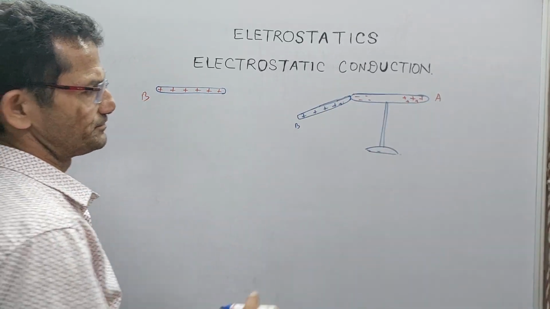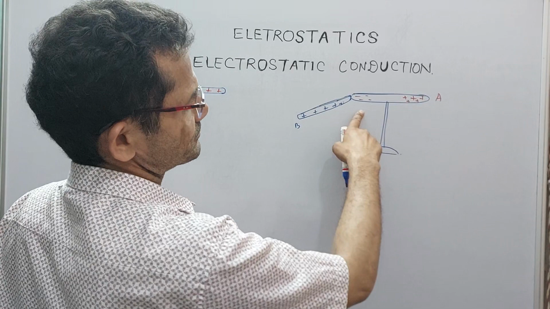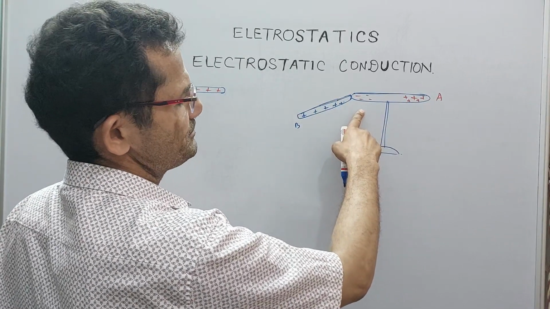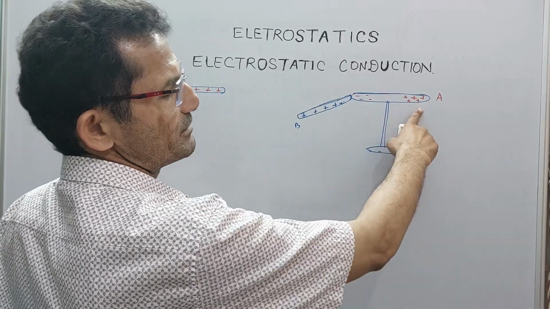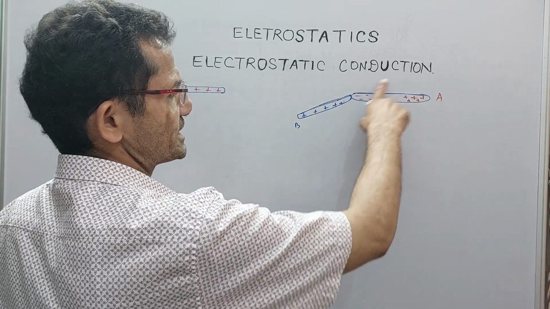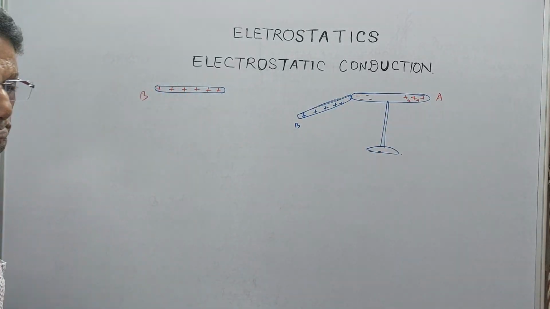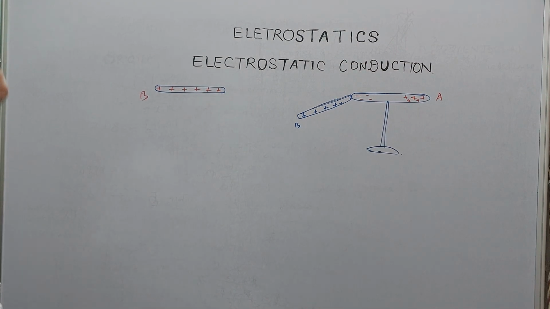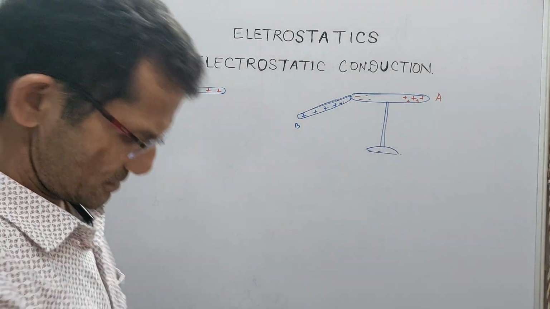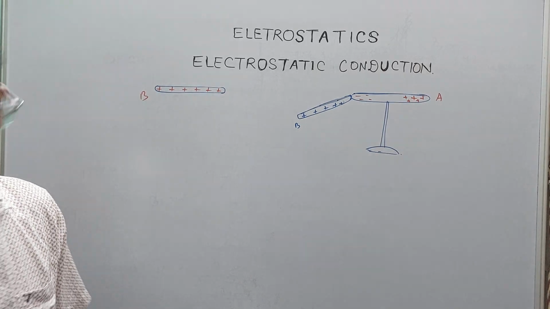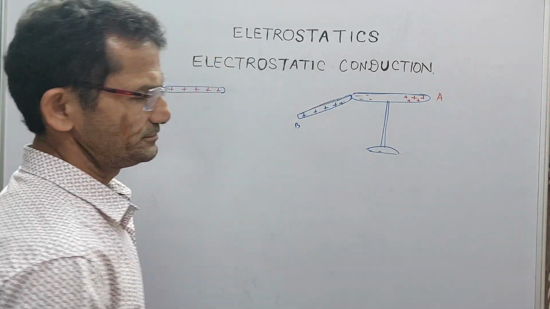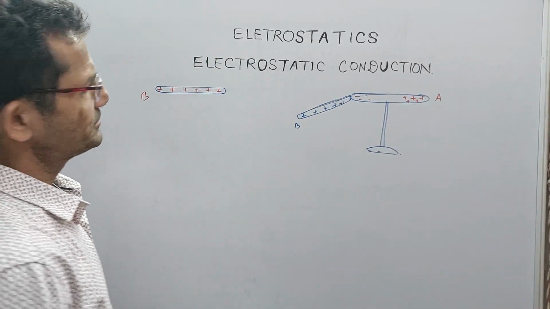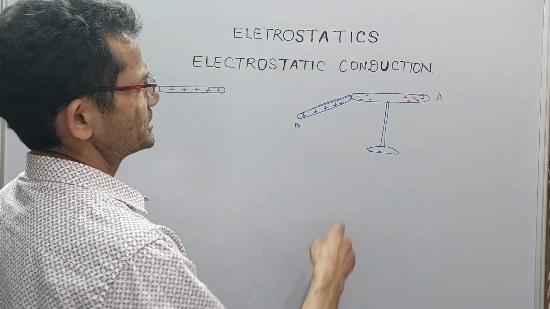Whatever the charges, suppose here is minus 10 coulomb, the far end will be plus 10 coulomb, because electrically the rod should be neutral. There is some change. Sorry for the earlier statement. Earlier statements are for induction. So this is for conduction.